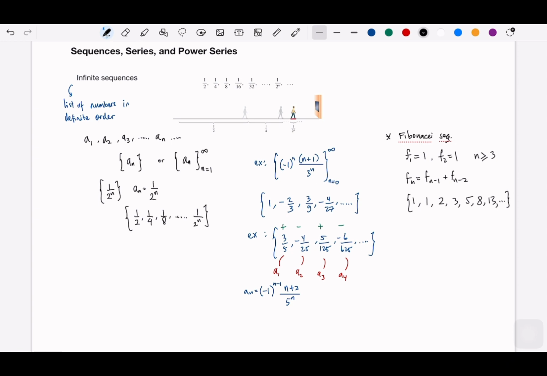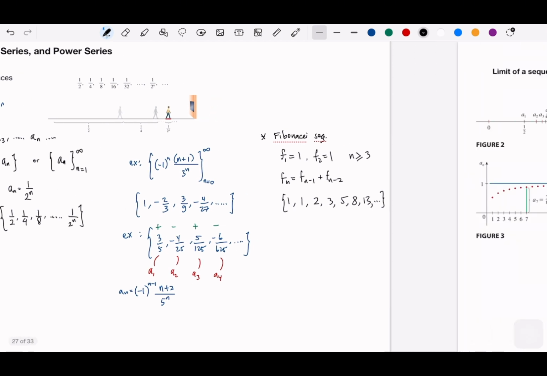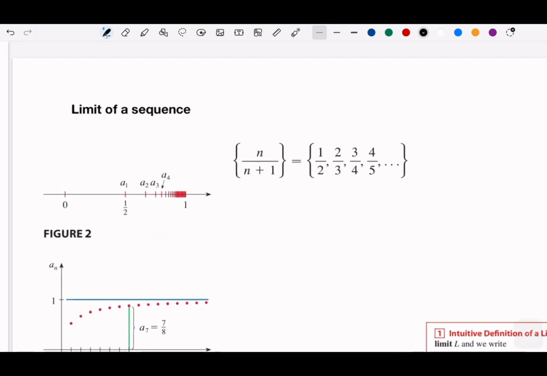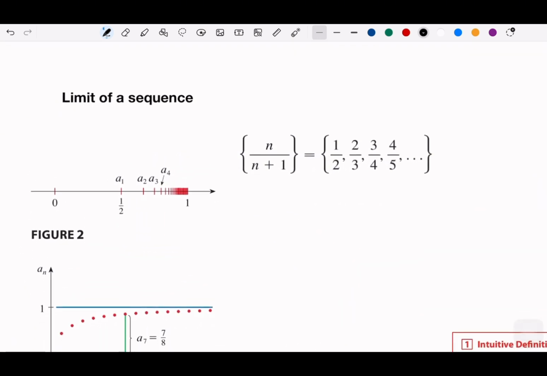Okay. But before that, let's just start with the sequence, and let's see what we can achieve in this sequence. So we start with the concept of limit. Suppose that we have this sequence: 1/2, 2/3, 3/4, and so on, and we can rewrite that in this sequence formula, n over n plus 1.